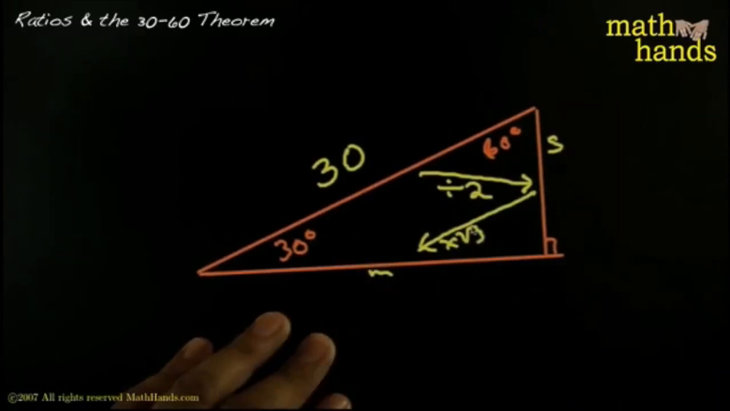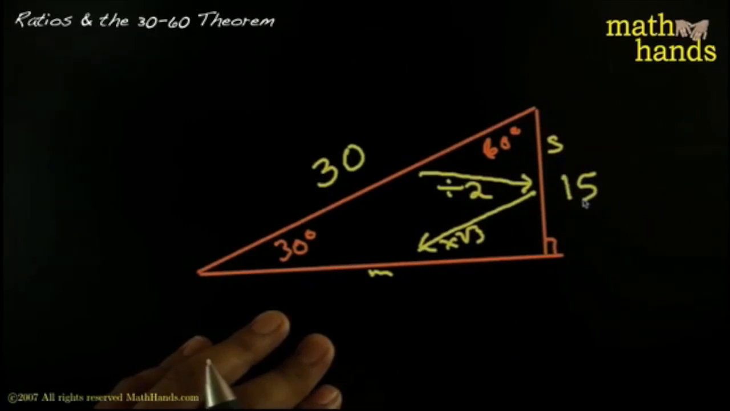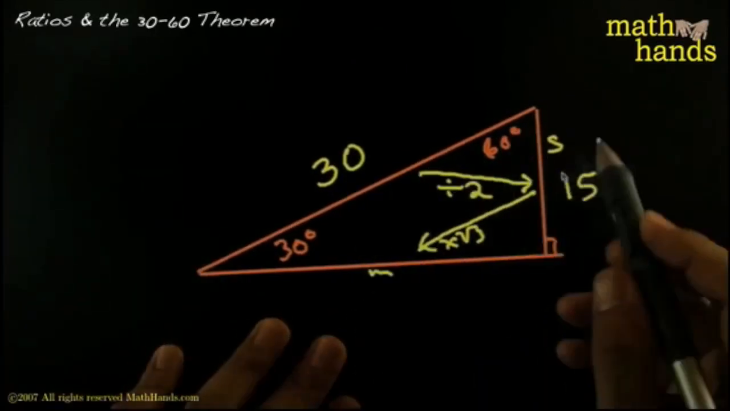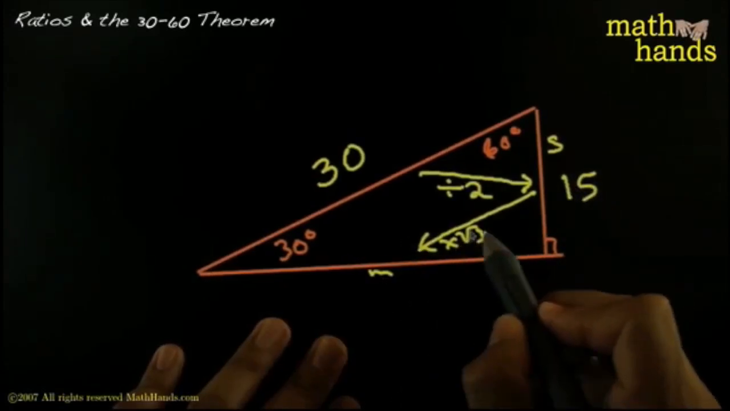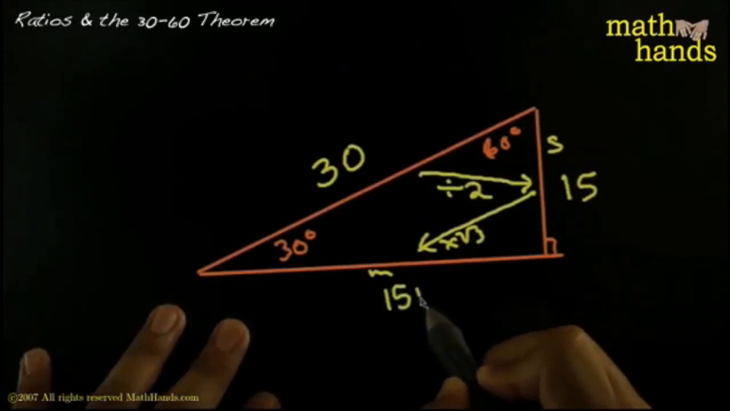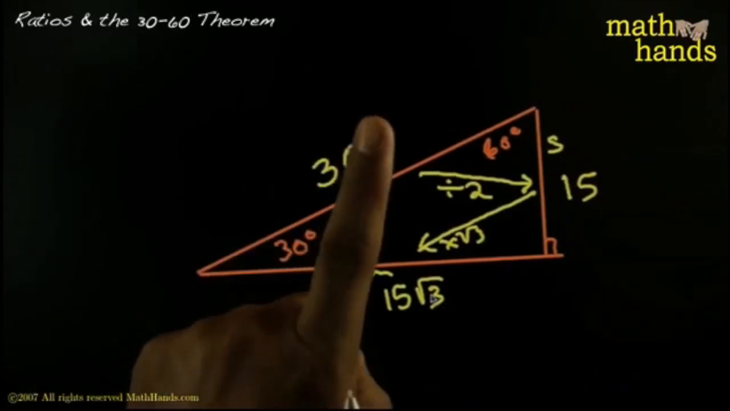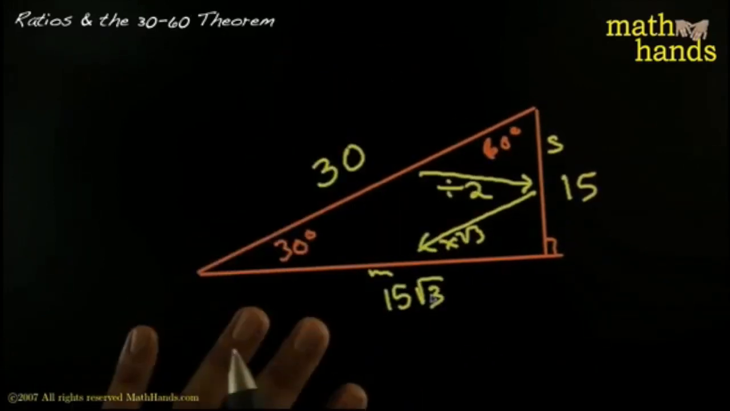So let's do it. Talk is cheap. 30 divided by 2, that's 15. I told you. See why they pay me? Divide by 2. Then to go from the small one to the medium one, you multiply by the square root of 3. So it would be 15 times the square root of 3. And there you go. Told you. All you need is 1 side. If the ratios are known, all you need is one side. The ratios will deliver the other two sides.